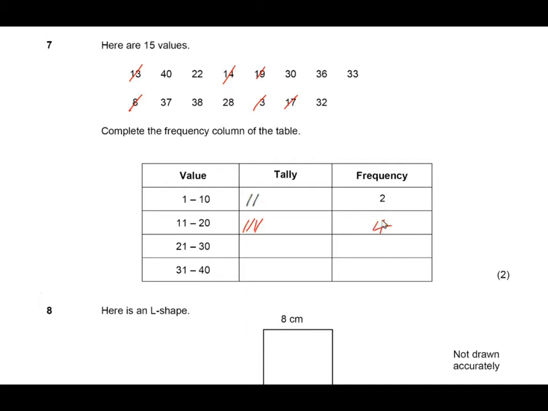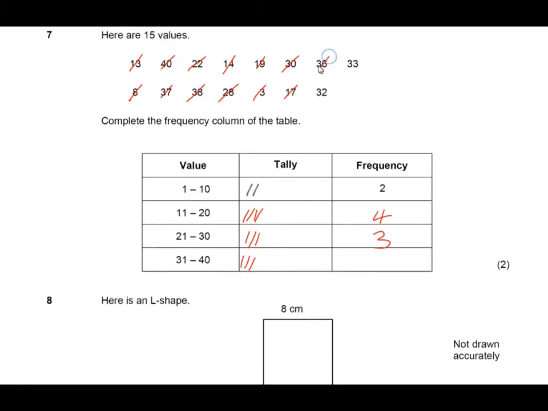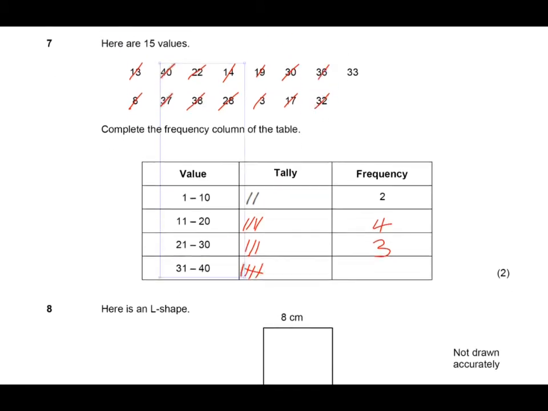Now between 21 and 30. So there is a frequency of 3. And finally, the values between 31 and 40. Six. And then just as a check, add them up, 6, 9, 13, 15. And there are 15 values. So we've got them all covered. So for 2 marks, you need a frequency of 4, 3, and 6.